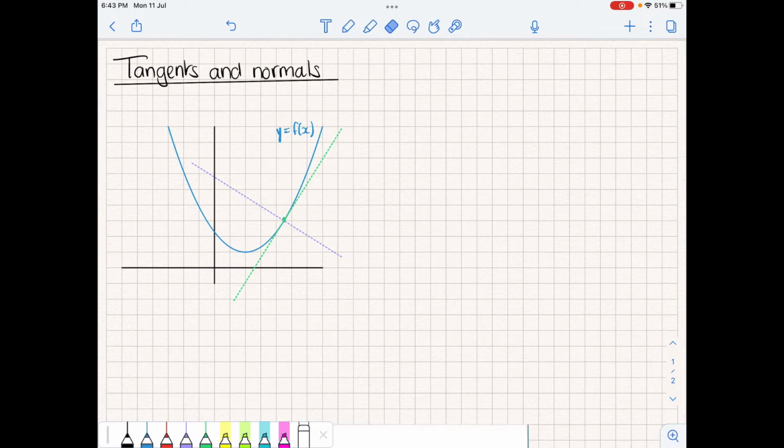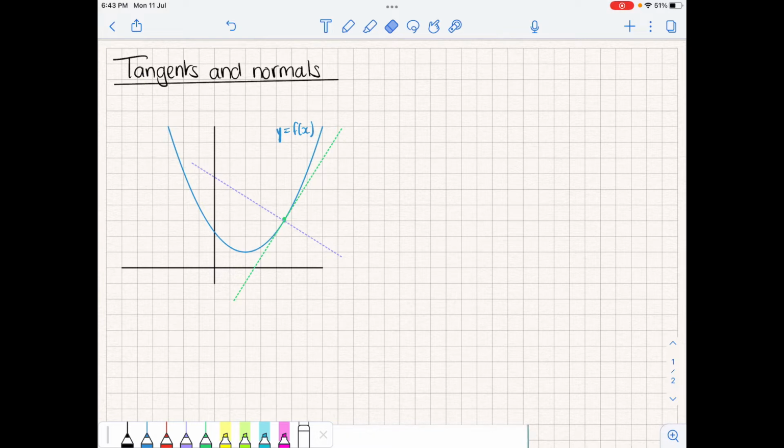So up until now, we've looked at different ways that we can differentiate different equations. So we can find the gradient of specific points on a curve. Because we know with a curve, the gradient is always changing. So if we want to find the gradient at any point, we needed a way to create a function of the gradient in order to calculate those values.